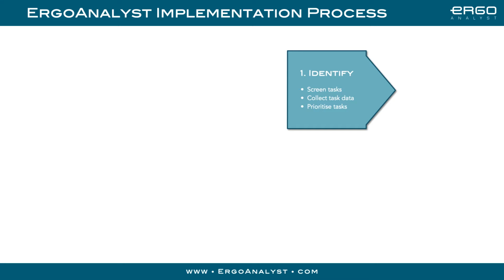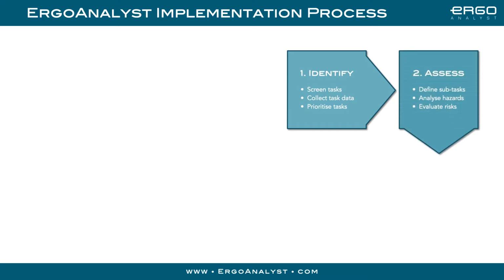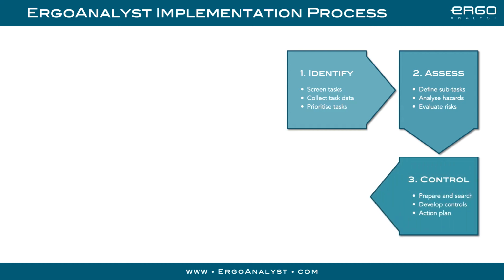Next, these prioritized tasks can be assessed in ErgoAnalyst by analyzing the hazards and evaluating the risks of injury. The effect and interaction of subtasks within the main task can also be evaluated within this step. The control phase of the process involves the preparation and delivery of the Participative Ergonomics Control Development Workshop, and then the subsequent evaluation of the potential controls developed in this workshop, and the selection and implementation of the most effective controls.